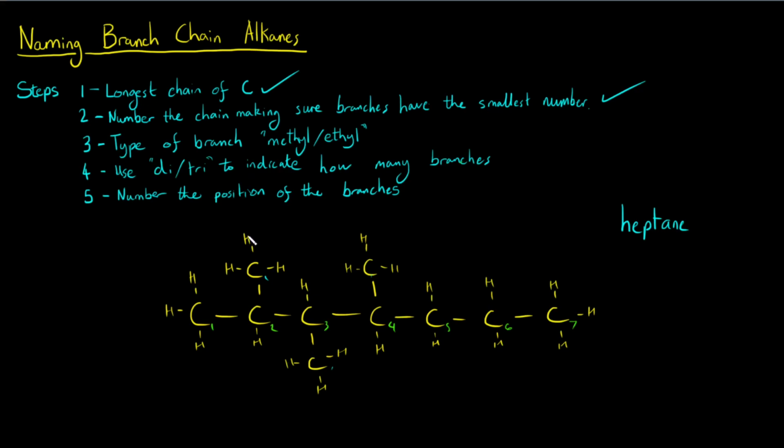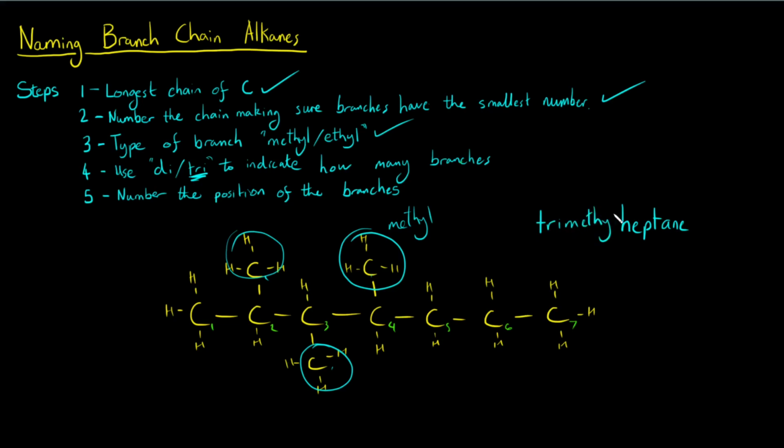Types of branches, well, we've got this time 3 methyl branches. I know they're methyls because they only have 1 carbon in them. So I've got 1, 2, 3 methyl branches. And that takes us on to step number 4. We want to indicate how many methyl branches we have. Since we've got 3, we're going to need to use the prefix tri. So it's going to be trimethylheptane.